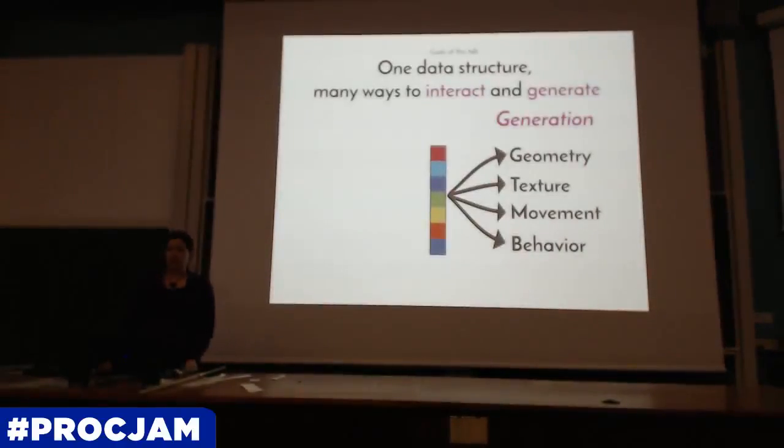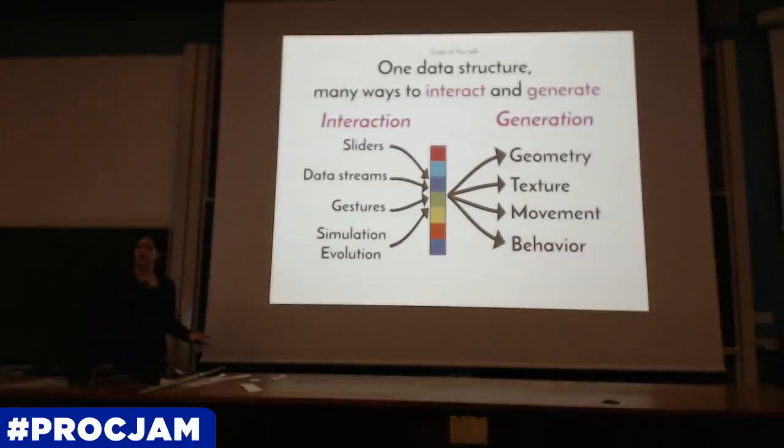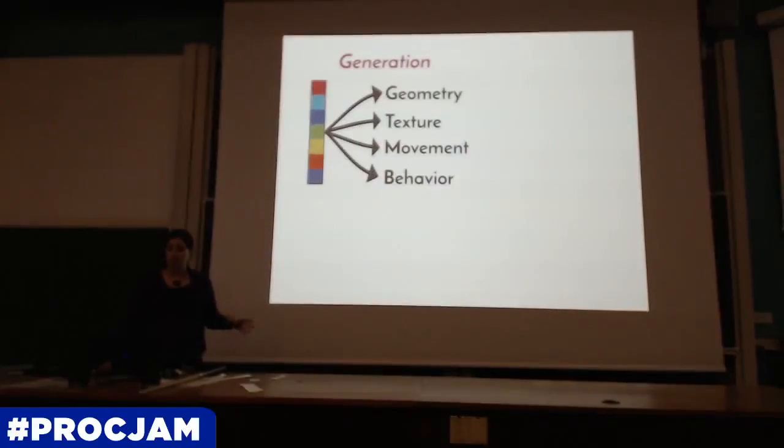On the generation side, you can generate lots of things from an array of numbers, and I'll show you some of these: geometry, texture, movement, behavior. You can also interact with this array of numbers in a lot of different ways. Maybe you have a slider. If anybody's seen the giant wall of sliders in a lot of creativity tools, that's one way to interact with these. Or data streams, gestures, simulation, evolution. This is a roadmap for where we're going in the next few slides. And you can also use this to make new gameplay.